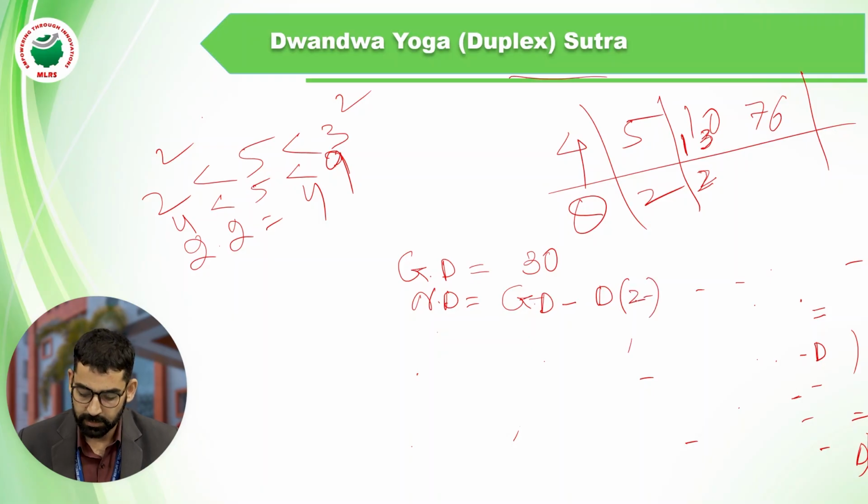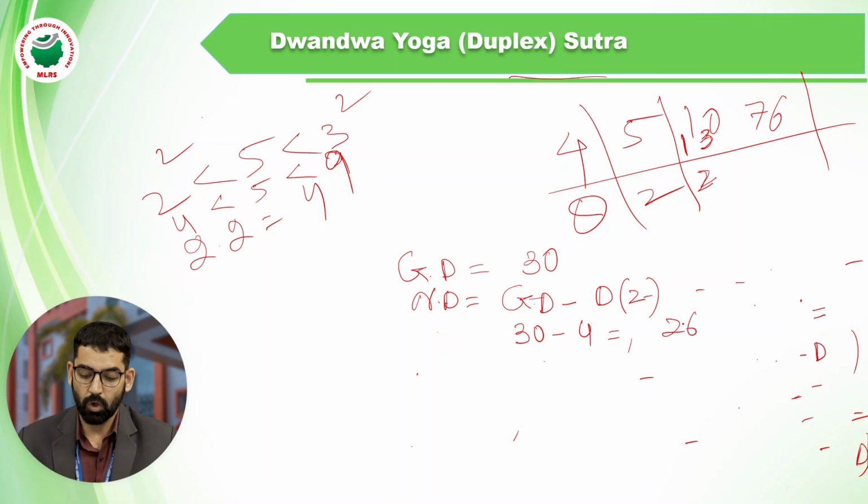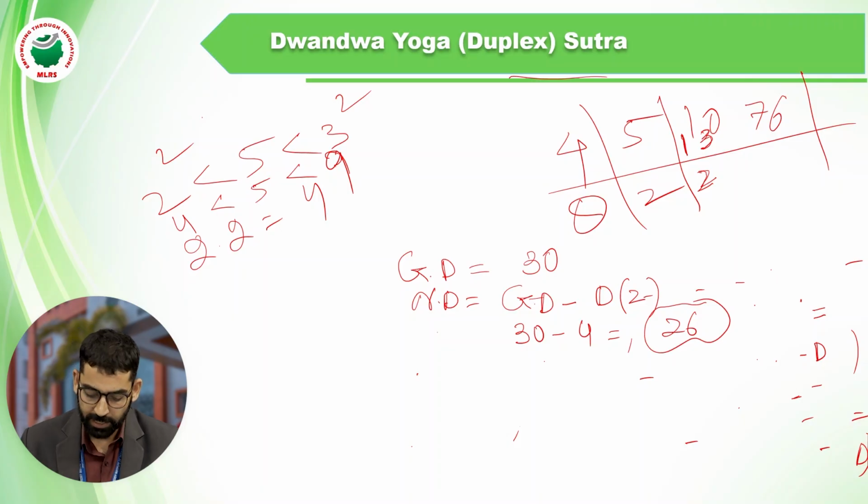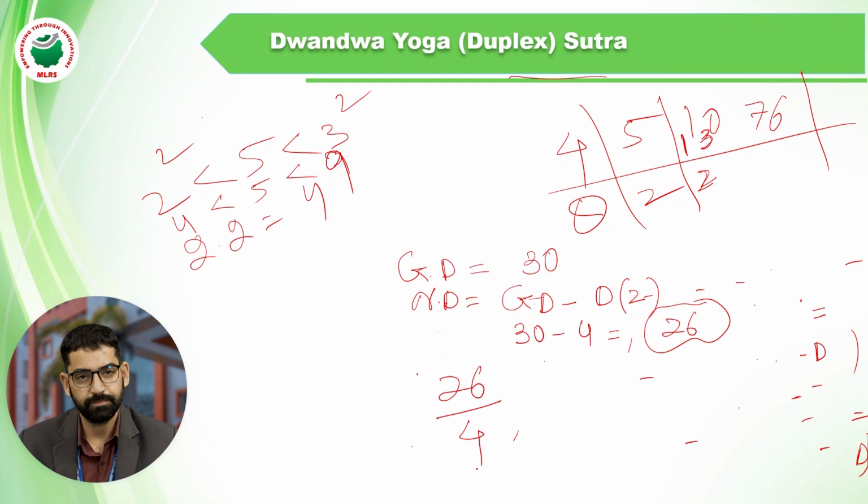So this is a single digit number. This is 20. 30 minus 4 is equal to 26. So in this case, the gross dividend is 30 and the net dividend is 26. Again we have found the value of the net dividend. What is the step ahead? We again divide this net dividend by this divisor. Again when we divide, 6 is the quotient and 2 is the remainder.